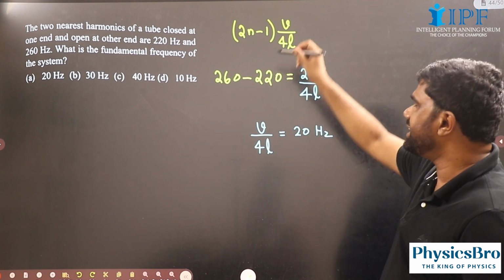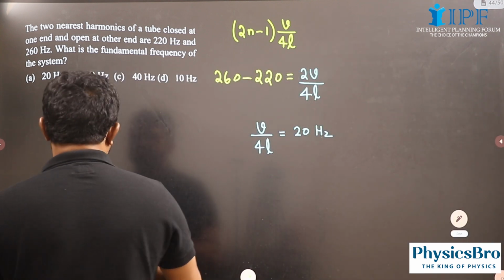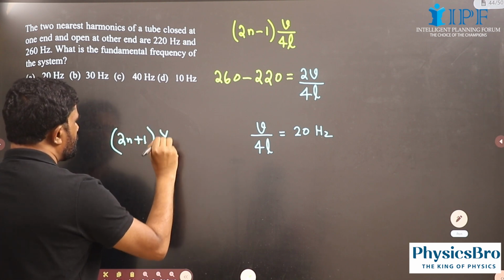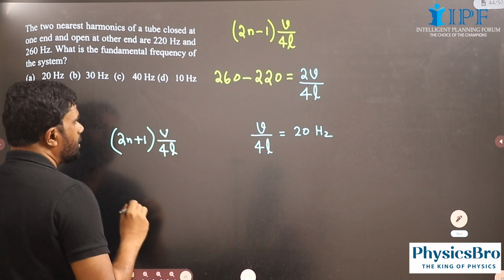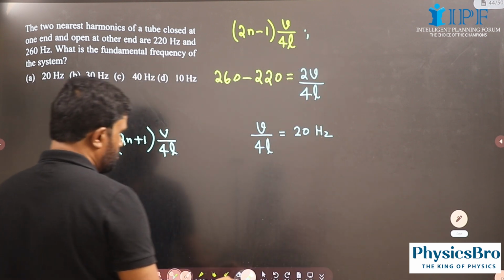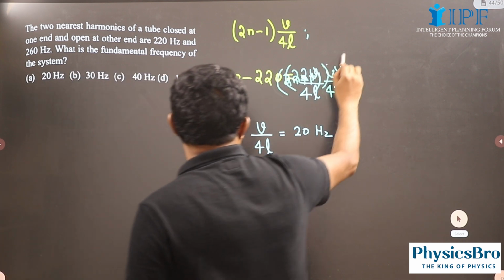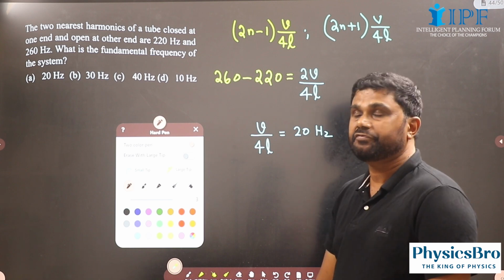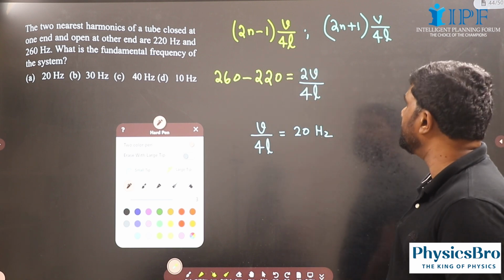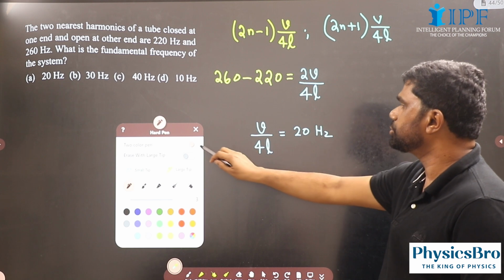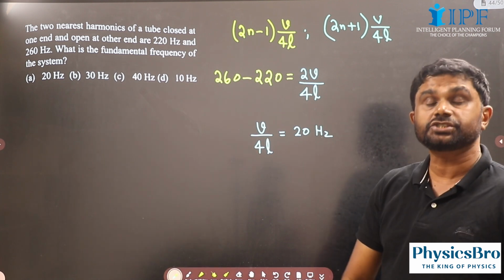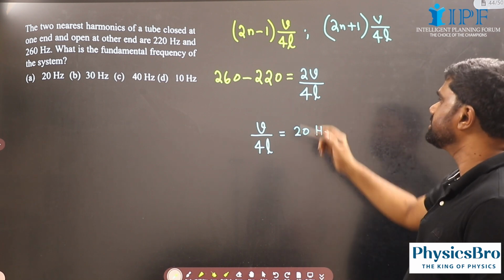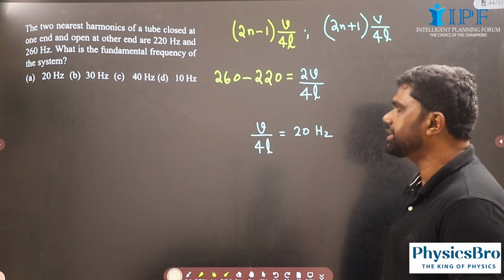And the difference, see, nth mode will be this one and (n+1)th mode will be (2n+1) into V divided by 4L. The difference will be (2n+1) V by 4L minus (2n-1) V by 4L, that is 2V by 4L, or it will be V by 2L. Now see, here we will get 260 minus 220, that is 40.